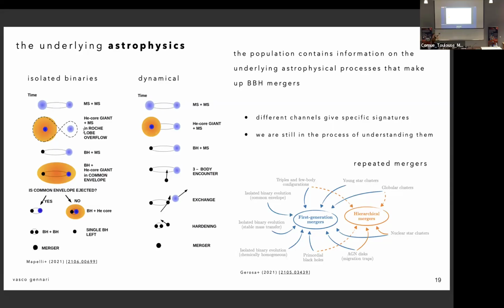Another one, for example, is the idea of repeated mergers. So you can first form a black hole from a binary black hole merger. So they merge, they form a new black hole, then somehow you get closer to another black hole and you form another merger. And this is a second generation merger, which is partially related to the dynamical formation channel, but in principle, you can have as many generations of mergers as you want.